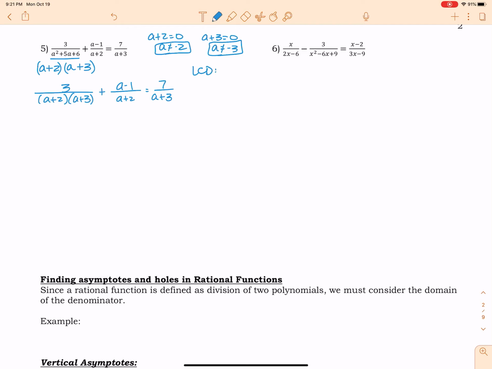Well, the LCD has to contain an a plus 2, and it has to contain an a plus 3. That automatically takes care of this one and this one. Since no denominator has a plus 2 times a plus 2, we don't have to have a plus 2 twice in the LCD, or a plus 3. All right, so I am going to now multiply my entire equation by a plus 2 and a plus 3. So this whole thing gets distributed to this one and this one and this one.